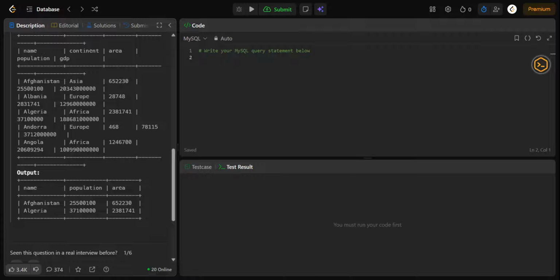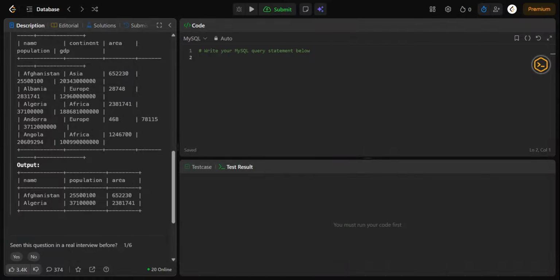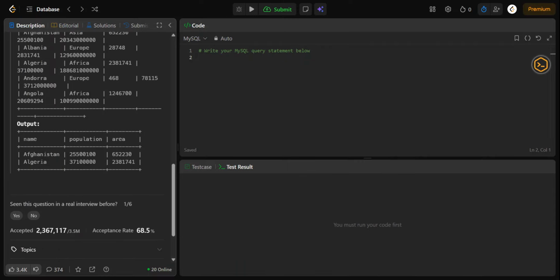For Angola, the continent is Africa, and we will check: the population is less than 25 million, and the area is also less than 3 million. So both conditions are false here, and we will not include Angola in our final output. So this is the understanding of that example.